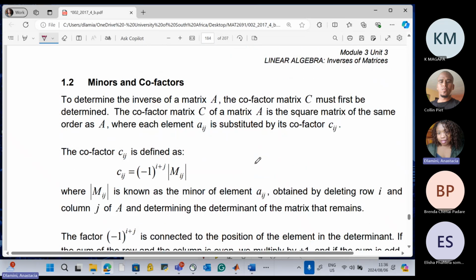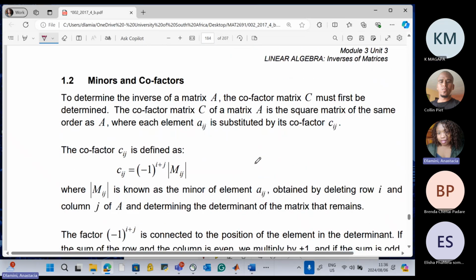So now minors and cofactors. Remember, we haven't found the inverse matrix yet. So what we're doing is finding the pieces needed to find the inverse. Now they say to determine the inverse of a matrix, the cofactor matrix C must first be determined. The cofactor matrix C of a matrix A is the square matrix of the same order as A, where the elements Aij are substituted by their cofactors Cij.